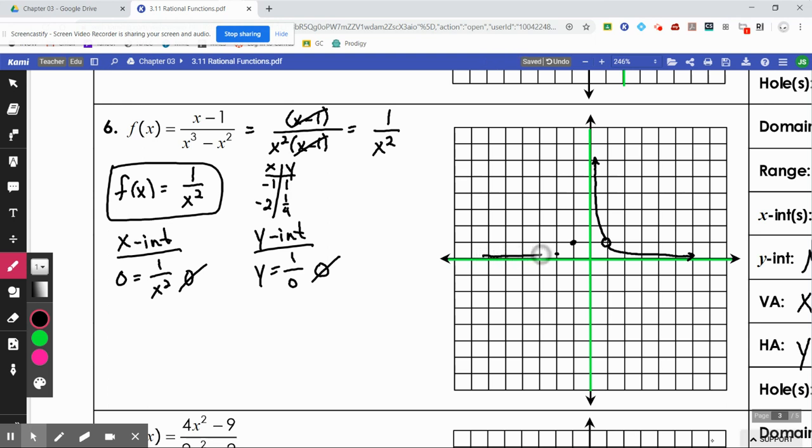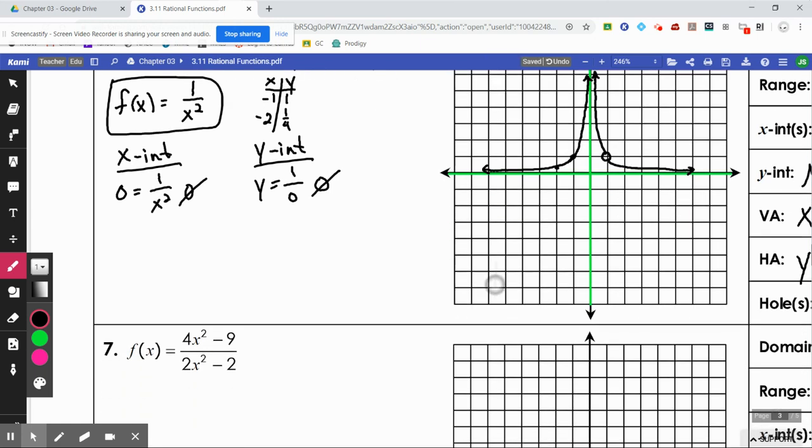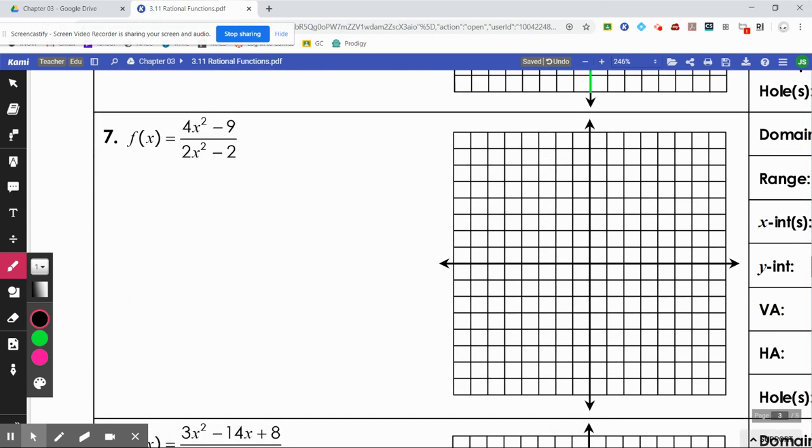Again, it's going to follow this line, and then it's going to start following this line. So there's your graph, and you do have that hole in your graph. Number 7. Step number 1, we always factor.